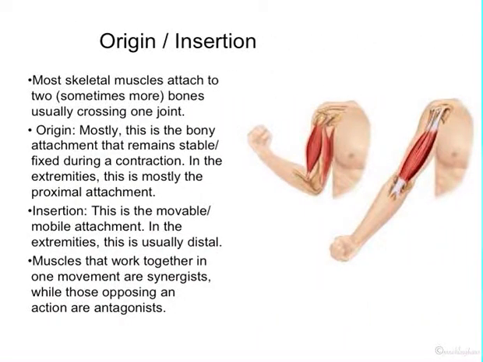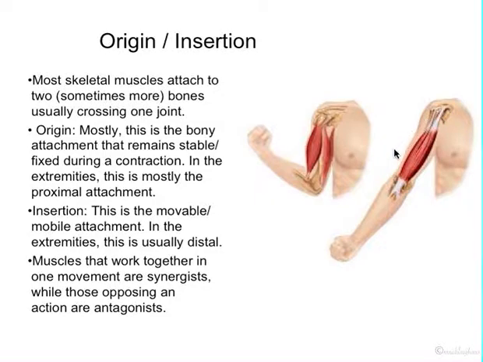And when we discuss muscles, most skeletal muscles attach to bones, two different bones. Usually it crosses one joint. Some muscles cross two joints, but most of the muscles cross one joint. We have the attachments of the muscles to the bones. We need to describe those. So one attachment site is called the origin. And mostly this is the bony attachment that remains stable during a contraction. So it's the anchoring place. In the extremity, most of the time, that's the proximal attachment. That's the one closer to the trunk, closer to the attachment of the limb to the trunk.